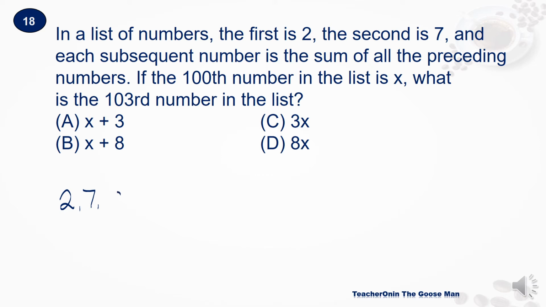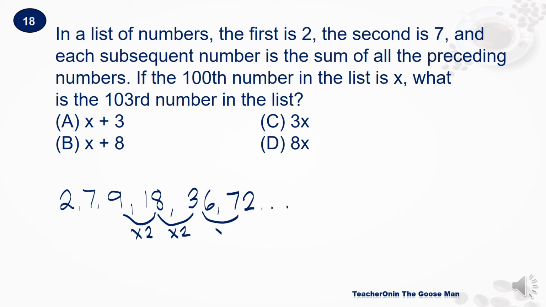So we have 9. Then 2 plus 7 plus 9 gives us 18. Then 2 plus 7 plus 9 plus 18 is equal to 36. And then the next number is 72. Observe that after 9, the numbers double: times 2 here, here also times 2, and here also times 2.